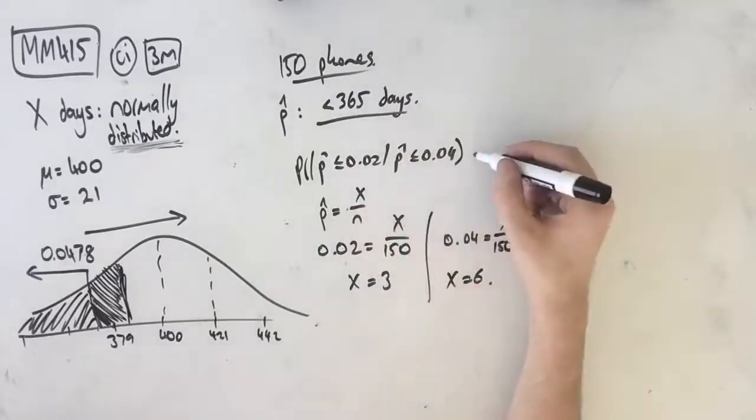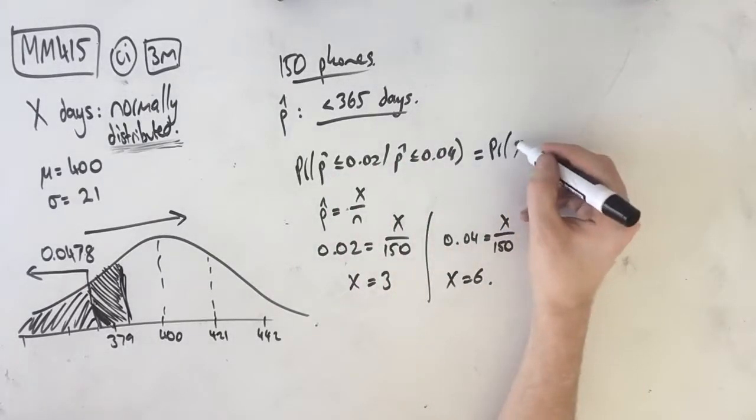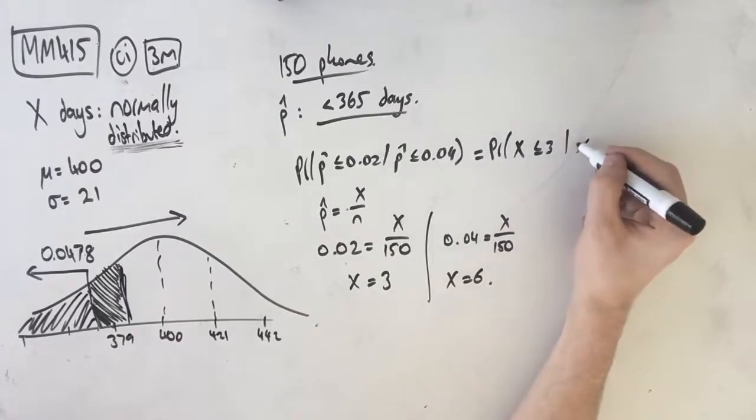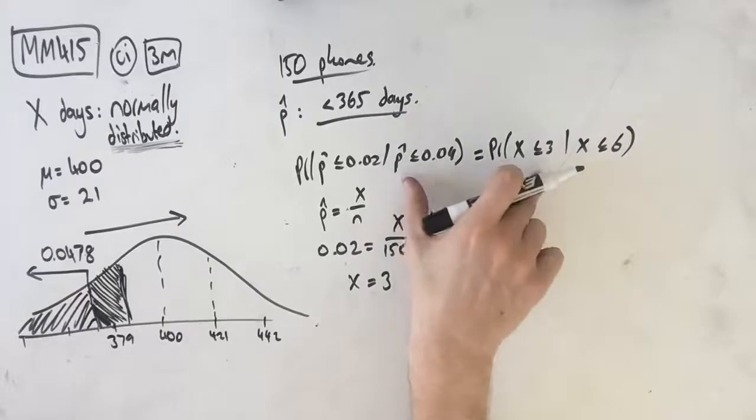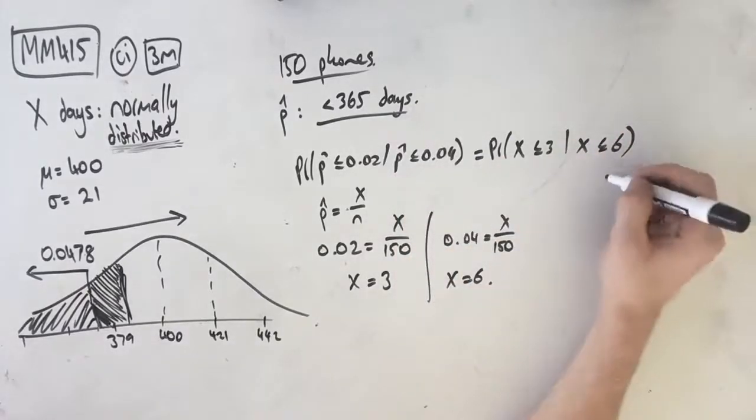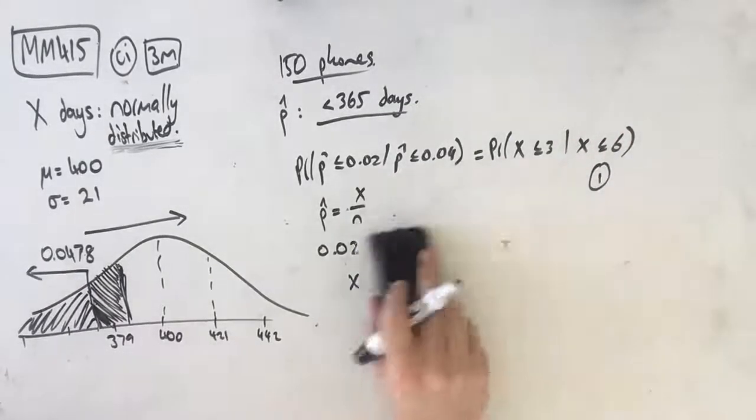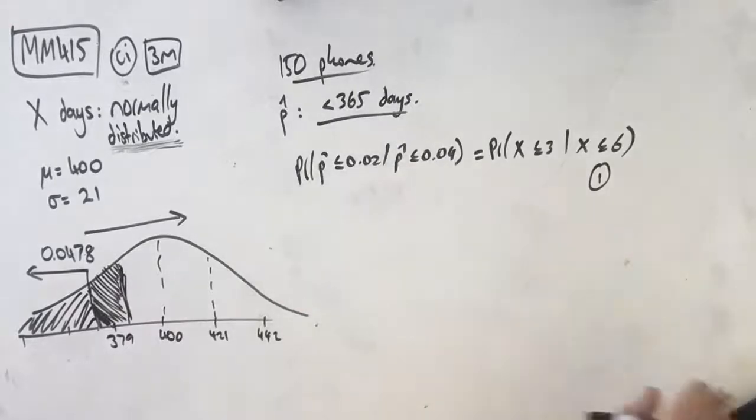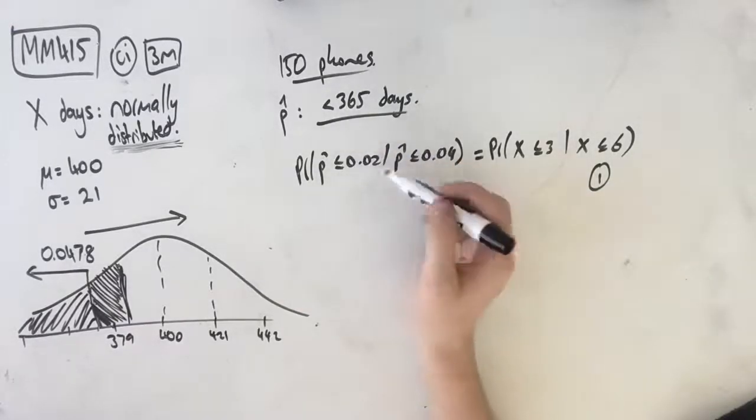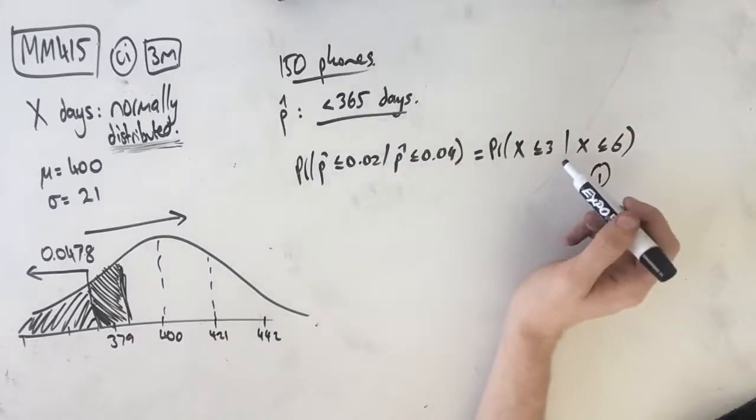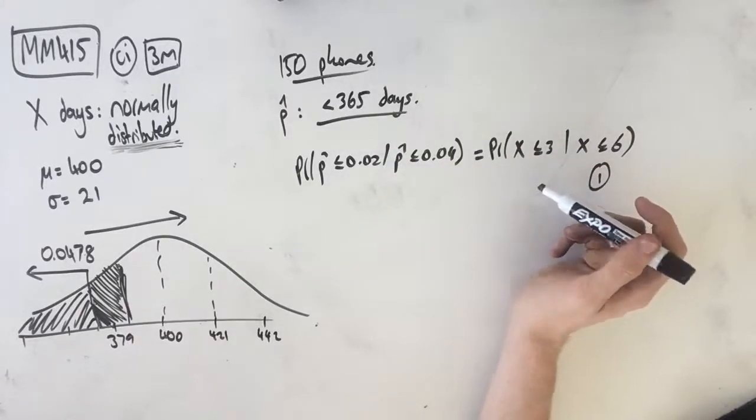So that means that this here is equal to the probability that x is less than or equal to 3, given that x is less than or equal to 6. Okay, so that's our first step, and that's worth a mark in itself. Because why we do that is we don't know how to deal with this. We can't deal with proportions, it's too difficult. Whereas with x values, we can deal with it, okay?